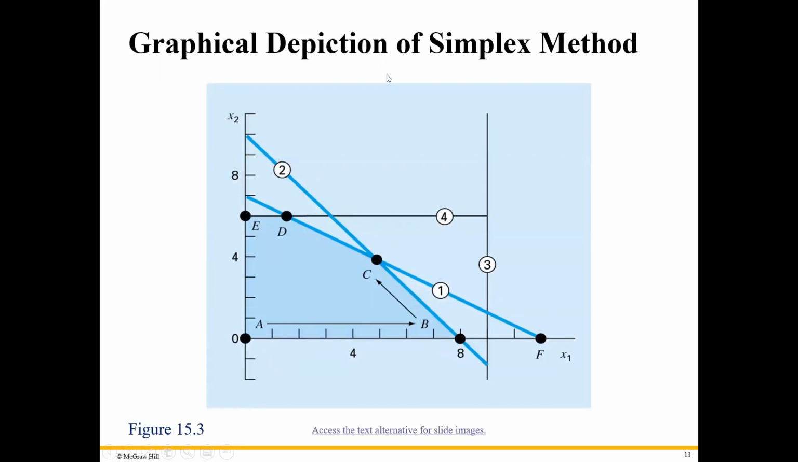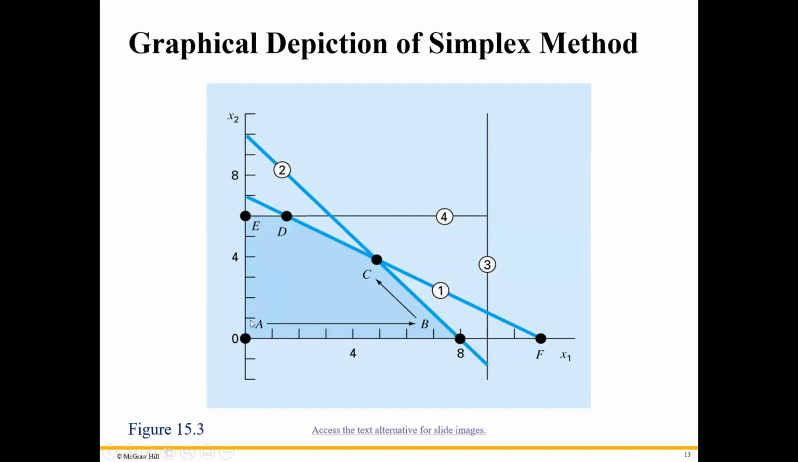Okay, so the graphical depiction of the simplex method: we take advantage of the observation we made in the graphical method, that the solution exists only at the corners. So how many corners are there? A, B, C, D, and E. If there is any solution of this problem, it will exist at one of these corner points.